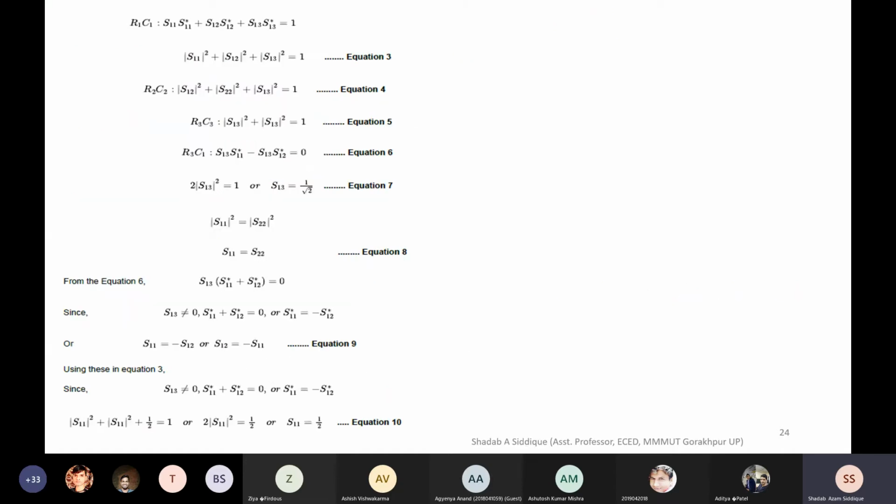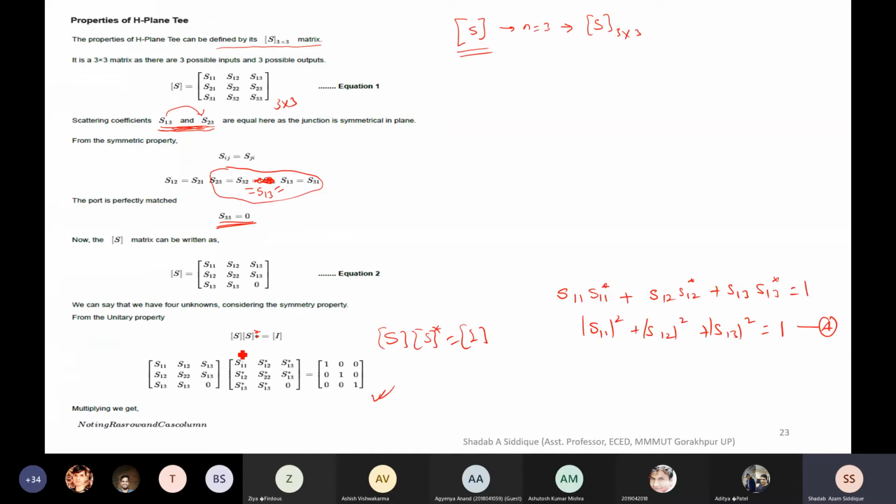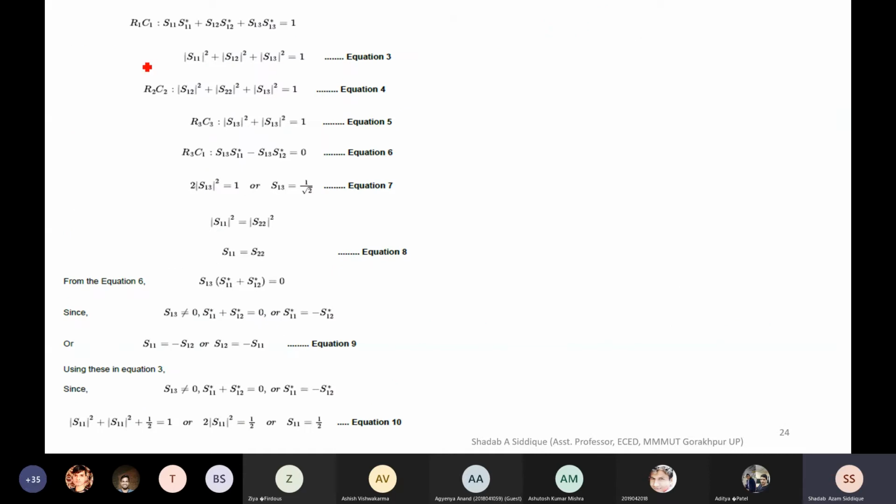It is already written here. Row 1 multiplied with column 1 is equal to 1, so we got S11 squared plus S12 squared plus S13 squared equals 1. Similarly, multiplying row 2 with column 2, we get S12 star, S22 star, and S13 star, so S12 squared, S22 squared, and S13 squared, which is equal to 1. Now S12 is the same here, and S13 is the same, and the right-hand side is also the same.